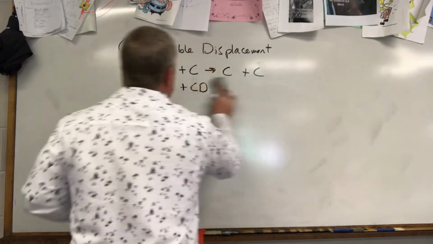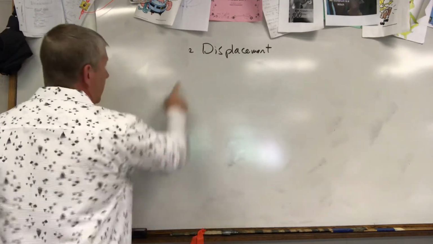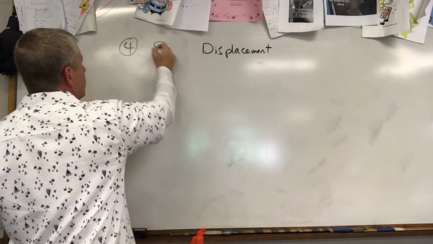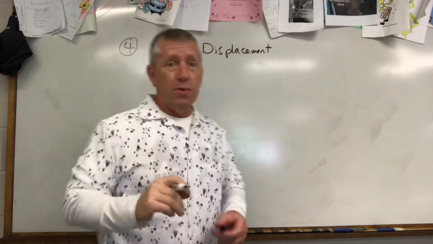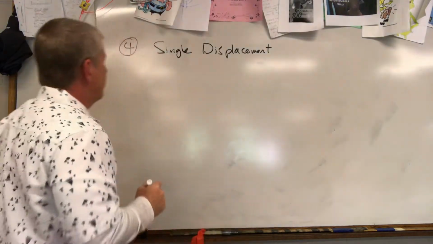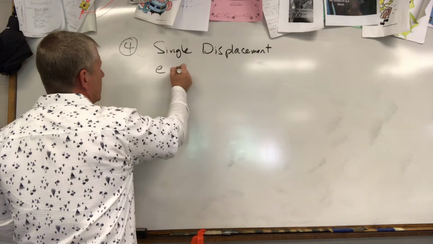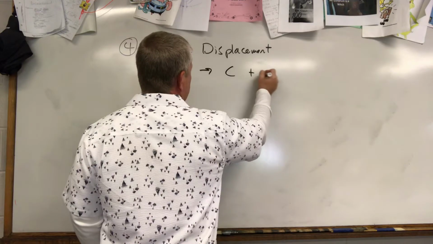All right, in this one I will now go with type number 4, which is the single displacement. This one's a little more difficult. Single displacement. And let me write you the generic form for that. It's going to be an element plus a compound. Element plus a compound is going to make a compound and an element.